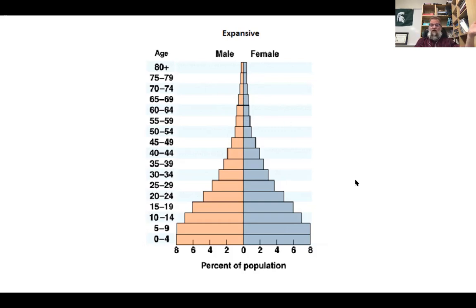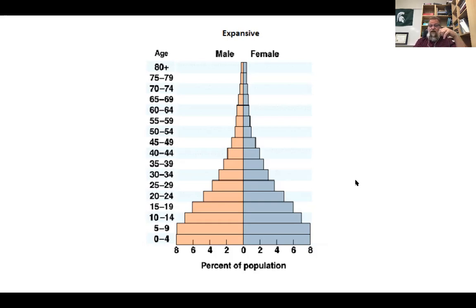So this graph tells me this is a developing country. This is an emerging country. It is very young because of very high birth rates, and people don't live very long. There's a fairly low life expectancy in this particular country. This would be typical of the poor countries in Africa and South America.